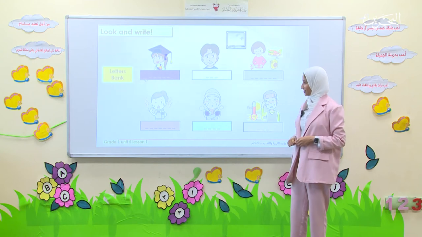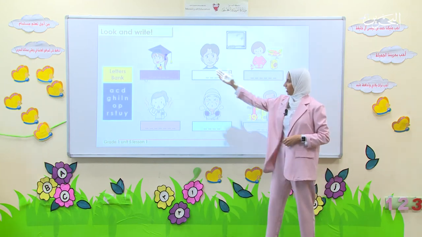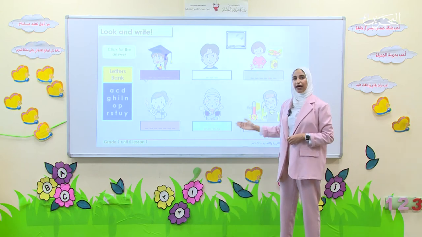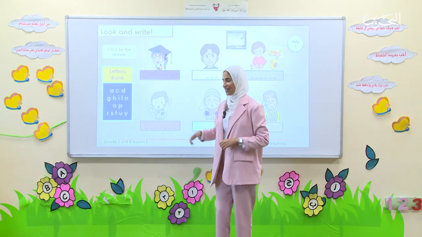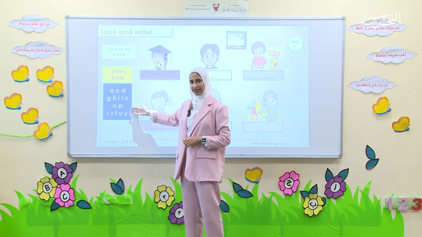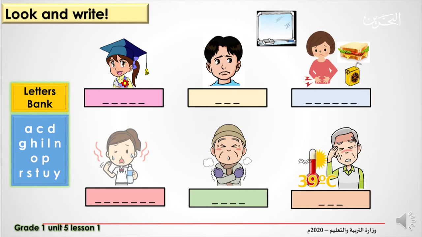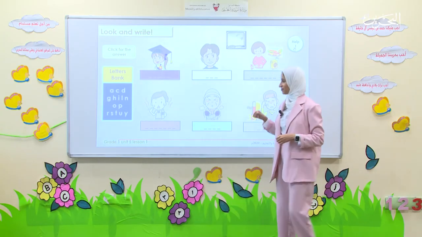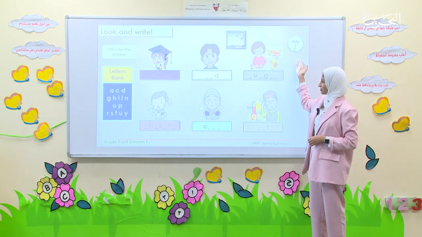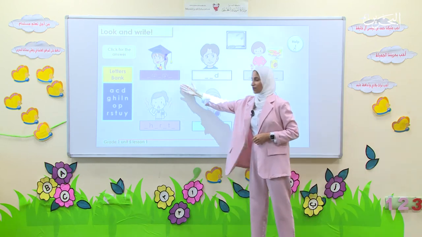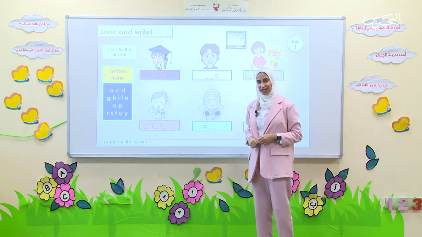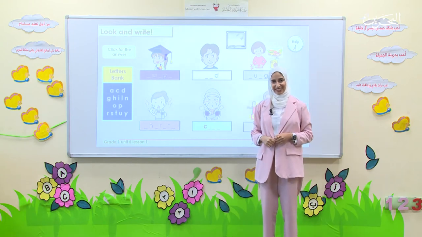Now it's time to write. In this activity, you have to look at the pictures and write the words. You have 5 minutes. You can write your answers on your mini board. And here you have letters bank. You can use these letters in writing the words. Do you need help? Well, let me help you. You can press this. Wow! Now it's your turn to write the full words. You can write your answers on your mini board. Start.